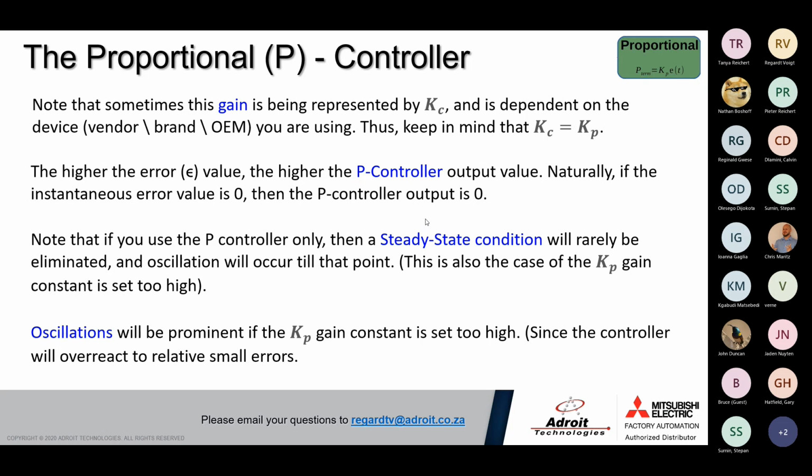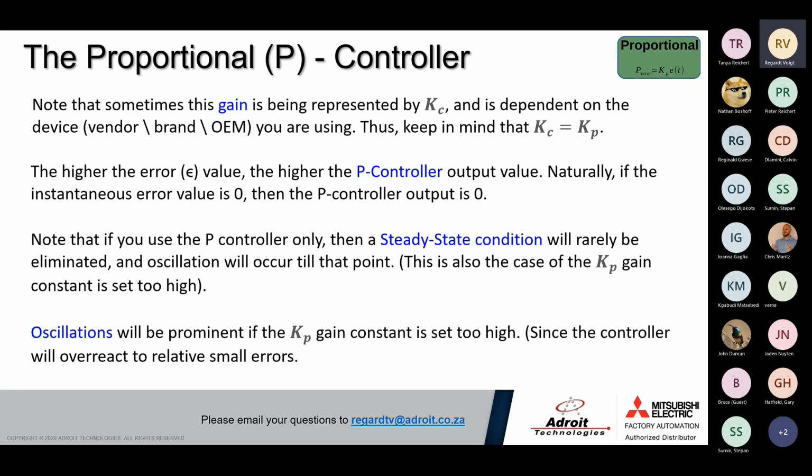Okay. So naturally, if there's zero error, then obviously 0 times your KP, because your error is the formula, 0 times KP will mean that your P controller will not react at all. It's satisfied. The error is 0. So that is the function of this formula there. It's a simple multiplication.